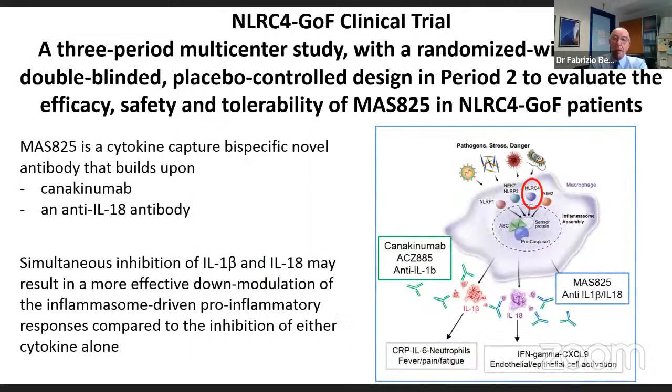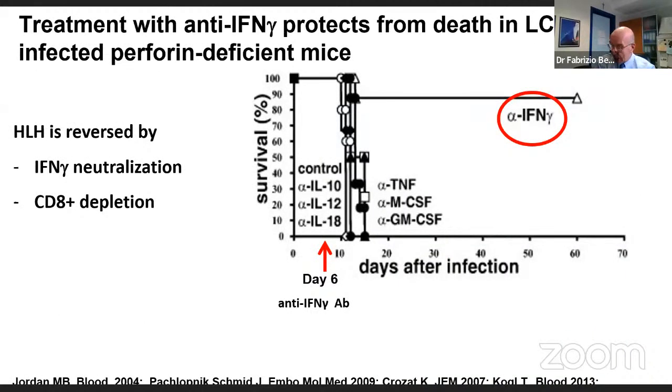background canakinumab. And we now have a bispecific antibody, which binds to both IL-1 and IL-18, based on a canakinumab arm and an anti-IL-18 arm, and this is going to be tested in NLRC4 gain-of-function mutation to control the inflammasome-mediated overproduction of both IL-1 and particularly IL-18.